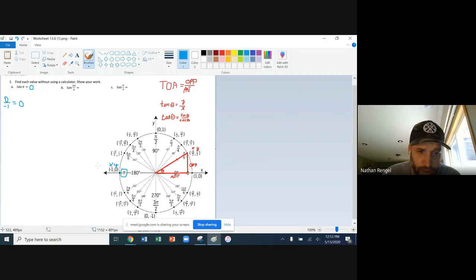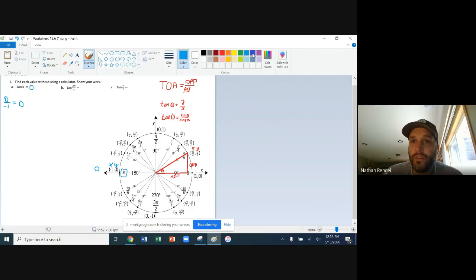I would recommend that as you continue to fill in your unit circle, you go around the outside and start filling in all the tangents. Maybe use a different color or a different style of pen, pencil, or marker to signify what those tangents are. So tangent is 0 right there.